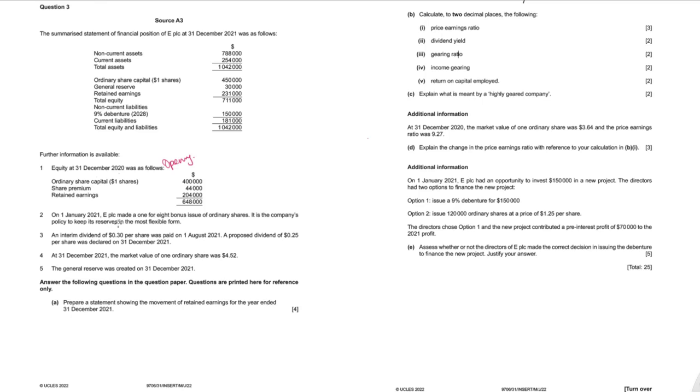It is the company's policy to keep the reserves in the most flexible form. So when they tell you in what order to use the reserves to issue the bonus shares, first you will use share premium balance, if any, and then only you will go ahead and use general reserve, retained earnings, and so on. Interim dividend of 0.3 per share was paid on 1st August. Proposed dividend of 0.25 was declared on 31st December 21. At 31st December 21, market value of one share was 4.52. General reserve was created on 31st December. Prepare a statement showing the movement of retained earnings for the year ended 31st December. So the statement of changes in equity, but only the retained earnings section.